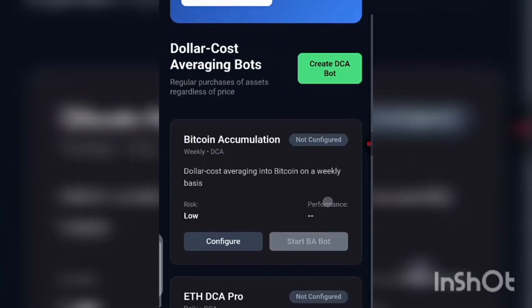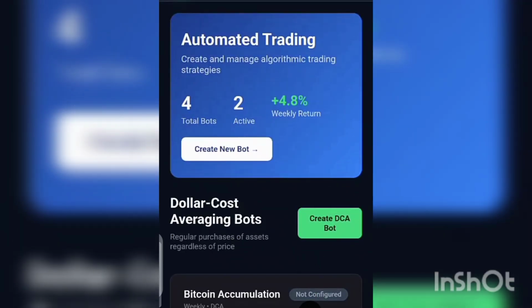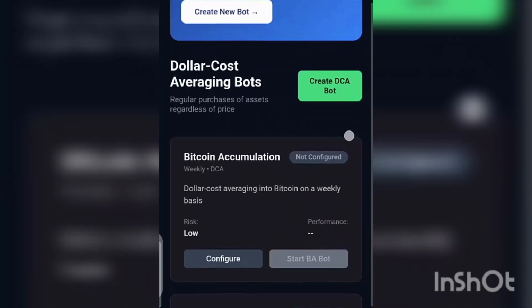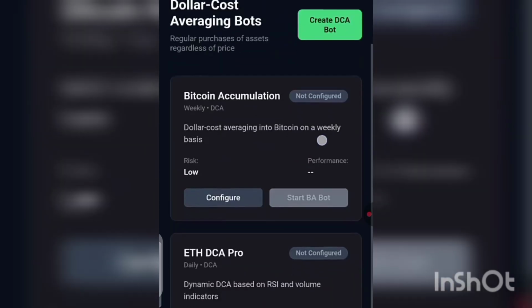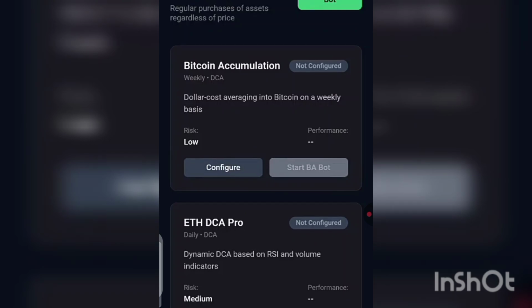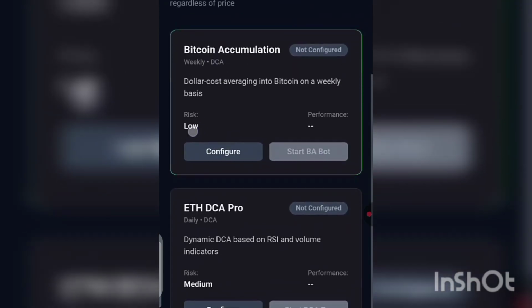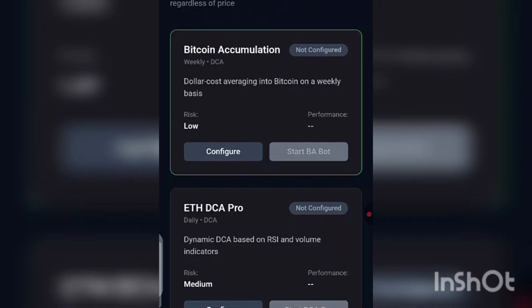So the next thing right now is to click bot. You can see I click bot. This particular place you see bot, that was exactly where I just clicked. Now you can see we have three types of bot here. We have DCA, which is the dollar cost averaging bot, and we have ETH DCA Pro, which these two are not the ones we are using. So what you need to do is come down a little bit.